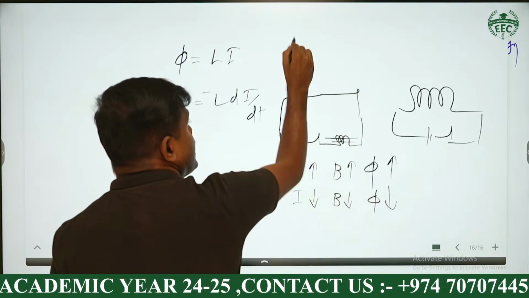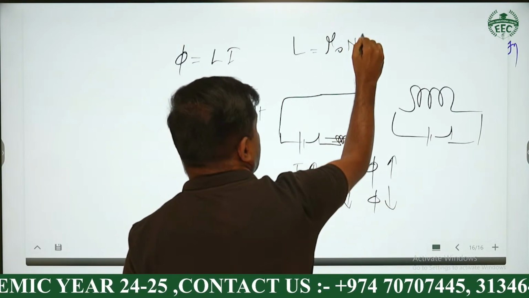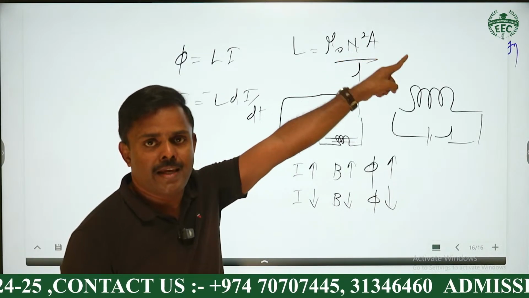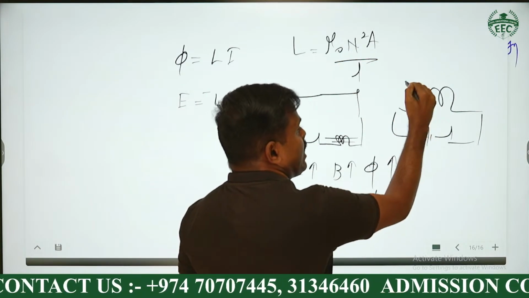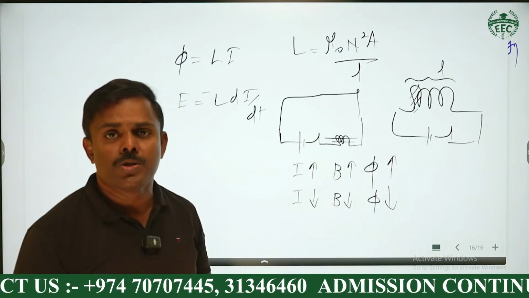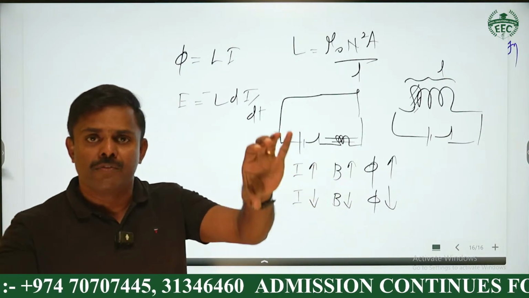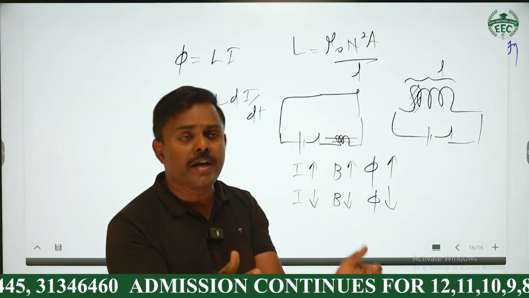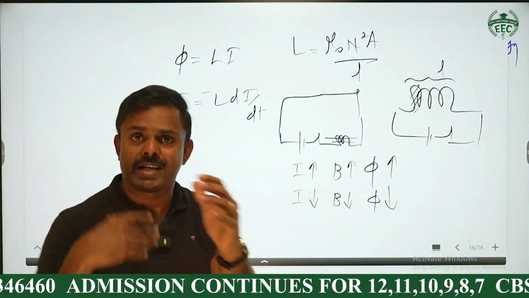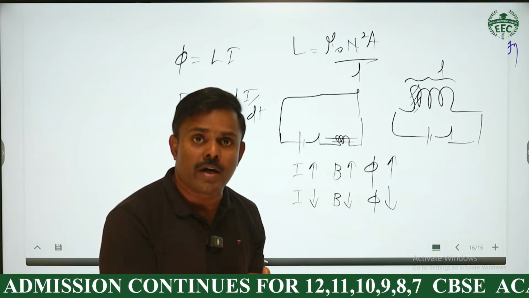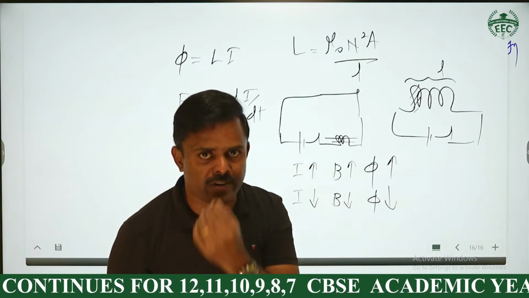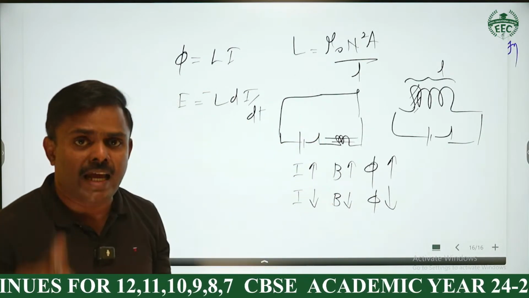Self-inductance of a solenoid is given by mu 0 n square A by L. N is the number of turns, A is the area of cross section, and L is the length of the solenoid. Mu 0 mu r n square A by L. If you insert something inside the pipe, if it is an air cored solenoid, it is simply mu 0. If it is an iron cored, copper cored, or aluminum cored solenoid, you have to put the corresponding mu r over there. Got it?